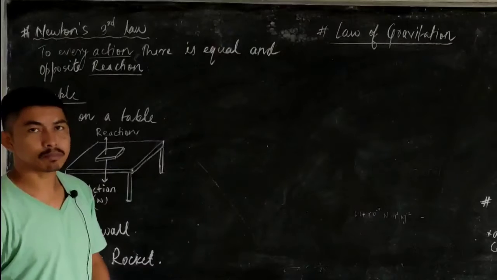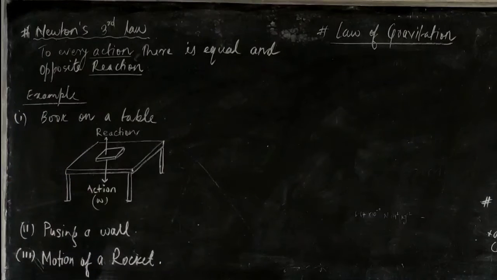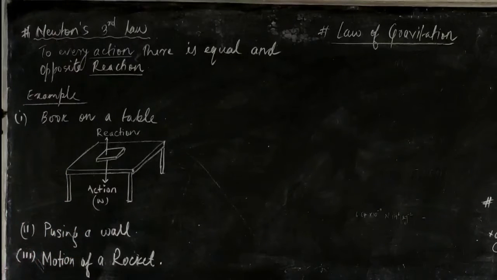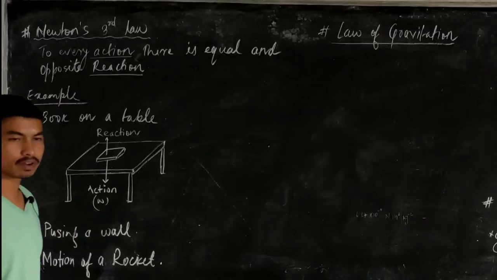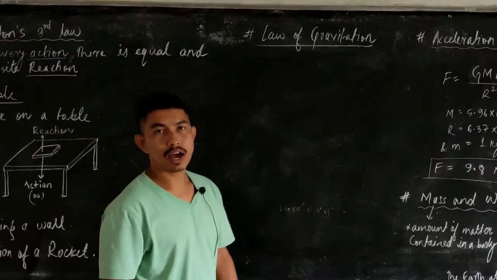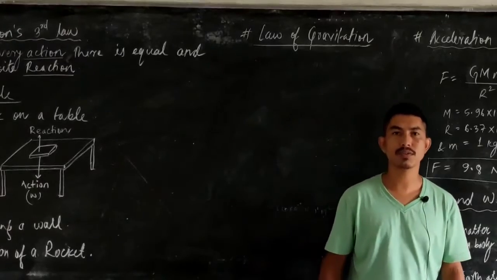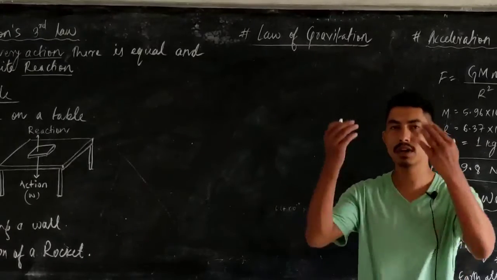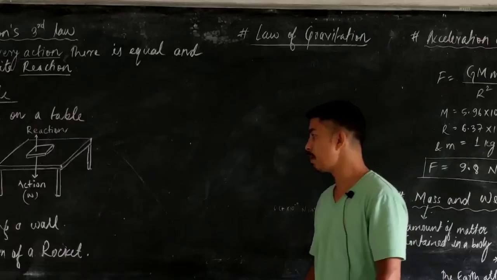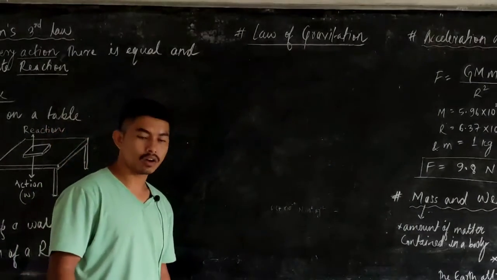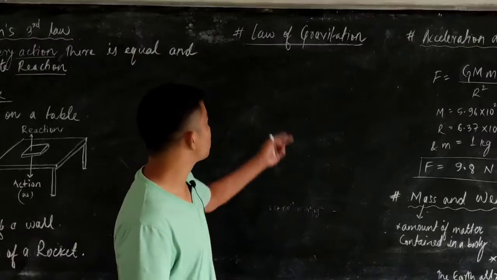There are many such examples of Newton's third law of motion. For example, pushing a wall. When you push a wall, the wall pushes you back with the same force. And the motion of a rocket. In a rocket, the liquid hydrogen burns and provides sufficient thrust to lift the rocket up into space.